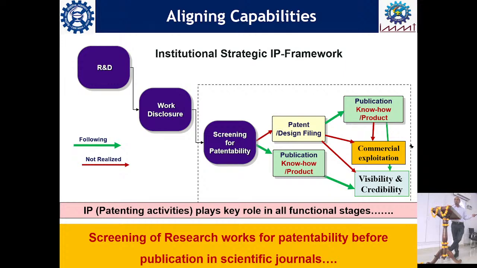But if you can put one more filter before publishing, if you can look for possible IP, if there is some potential, you take an IP, and after taking IP you can still publish. By doing so, your visibility and credibility will be multiplied with great numbers and there will be a great scope for commercial exploitation. Your product, your process may become a technology and it may come to a market. Why should we always buy a Chinese product, German product? Yes or no? Why can't we come up with our own product? That is possible provided we follow this strategy.